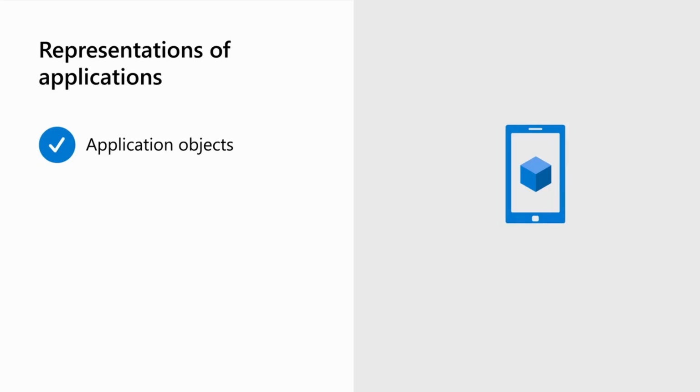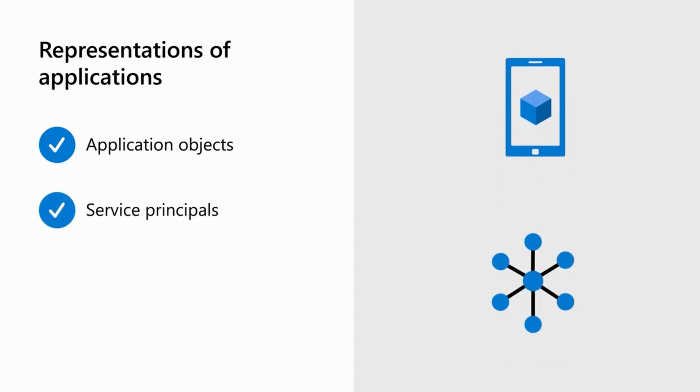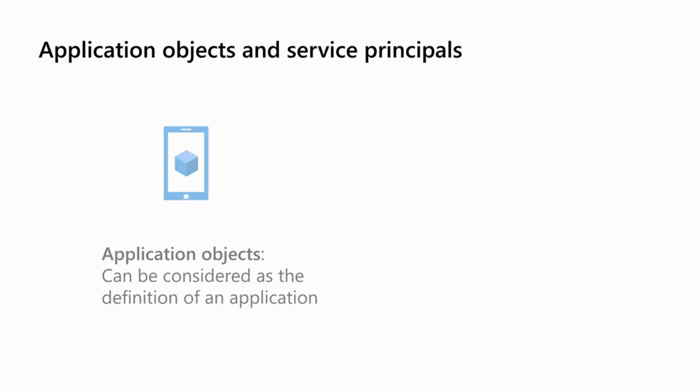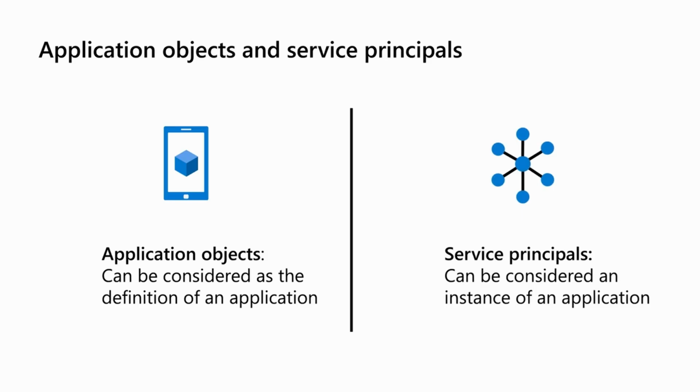There are two representations of applications in Azure AD. Application objects: although there are exceptions, application objects can be considered the definition of an application. Service principals can be considered an instance of an application. Service principals generally reference an application object, and one application object can be referenced by multiple service principals across directories. The application object is the global representation of your application for use across all tenants. The service principal is the local representation for use in a specific tenant.